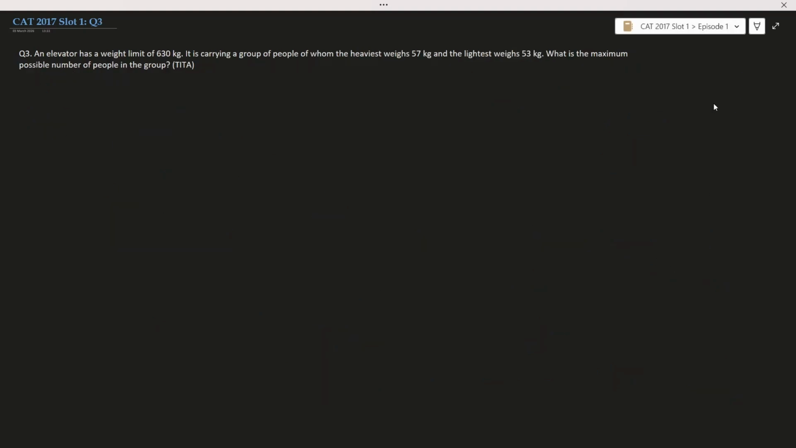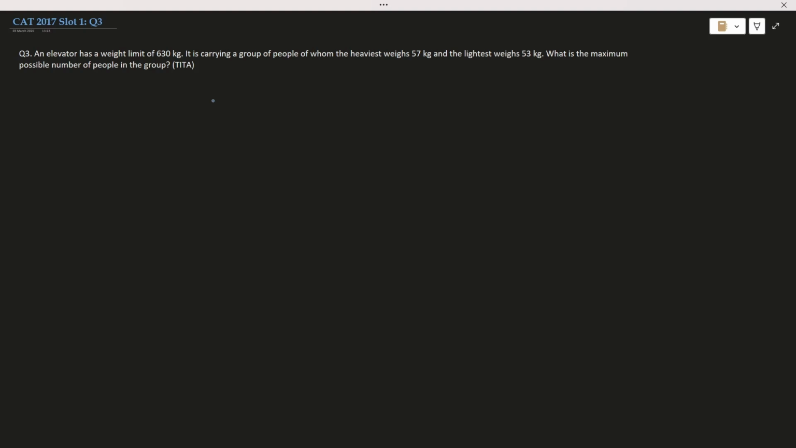Let's move on to the third question. An elevator has a weight limit of 630 kg. That means the maximum weight that the elevator can handle is 630 kg. It is carrying a group of people of whom the heaviest weighs 57 kg and the lightest weighs 53 kg.